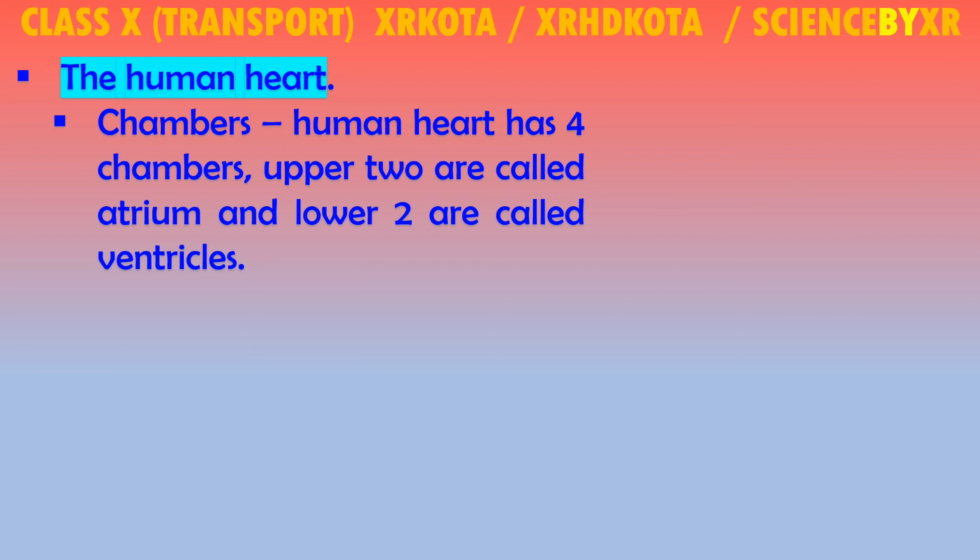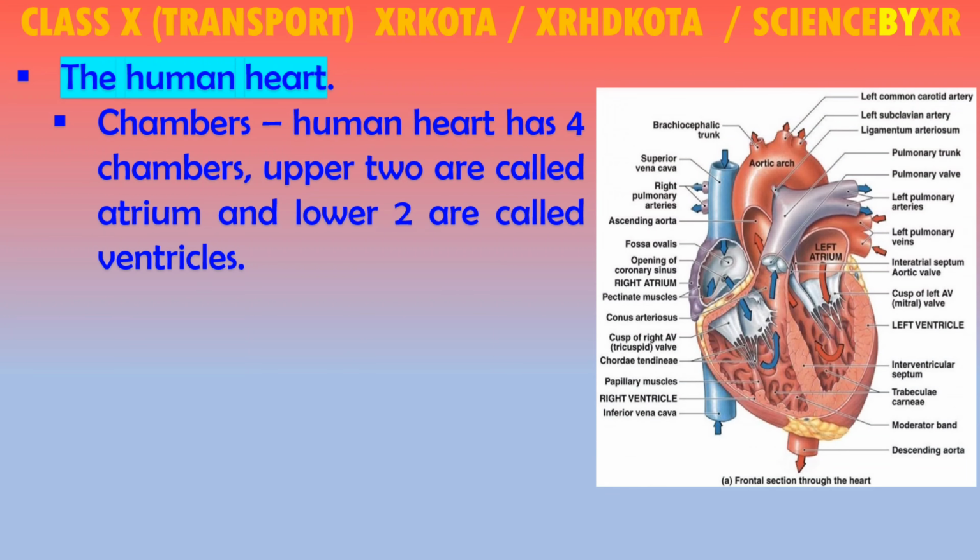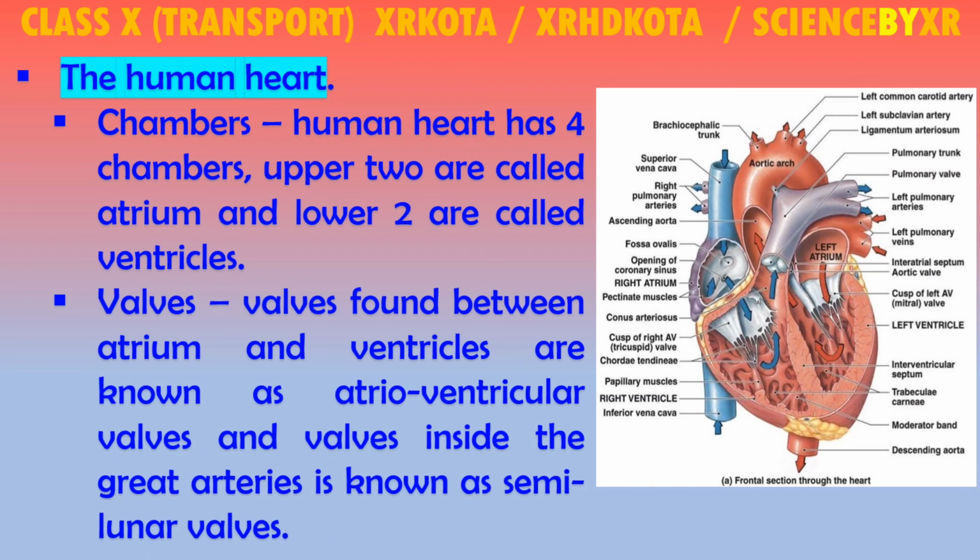Okay, so that's all. Then the human heart, the number of chambers: there are four chambers. The upper two are called atria and the lower two are called ventricles. So here you can see the left atrium is written there. Just beside it is the right atrium, and below the left atrium is the left ventricle, and beside it is the right ventricle.